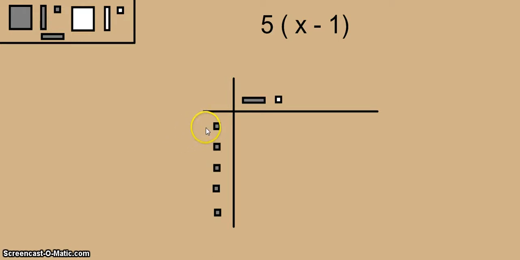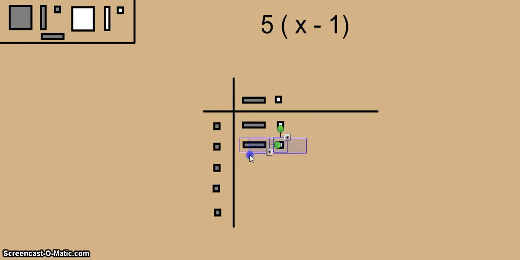Now you need to ask yourself, 1 times x gives you what? Well, 1 times x is x. Then 1 times negative 1 is negative 1. So you just go ahead and ask yourself the same thing. What's 1 times x, which is x, and 1 times negative 1 gives you negative 1.